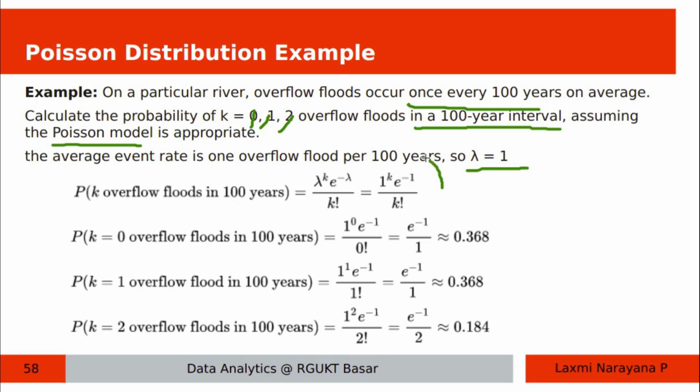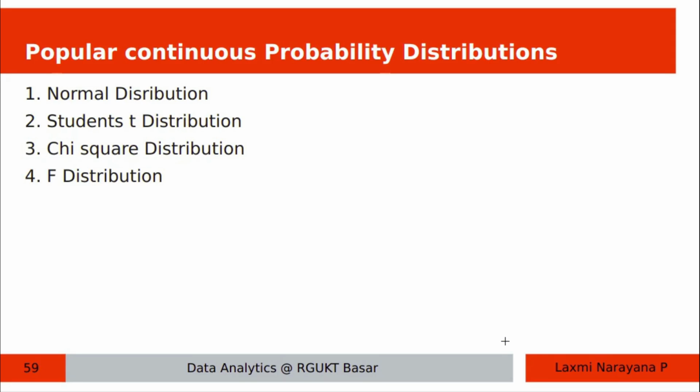The probability mass function is this one. You can replace the lambda value with 1, then it will look like this. For getting 0 floods in 100 years, we replace the k value with 0: 1 to the power 0, e to the power minus lambda with lambda equal to 1, so 1 by 0 factorial, it will be 0.368. For getting 1 flood, it will be 0.368. For getting 2 floods, 0.184.